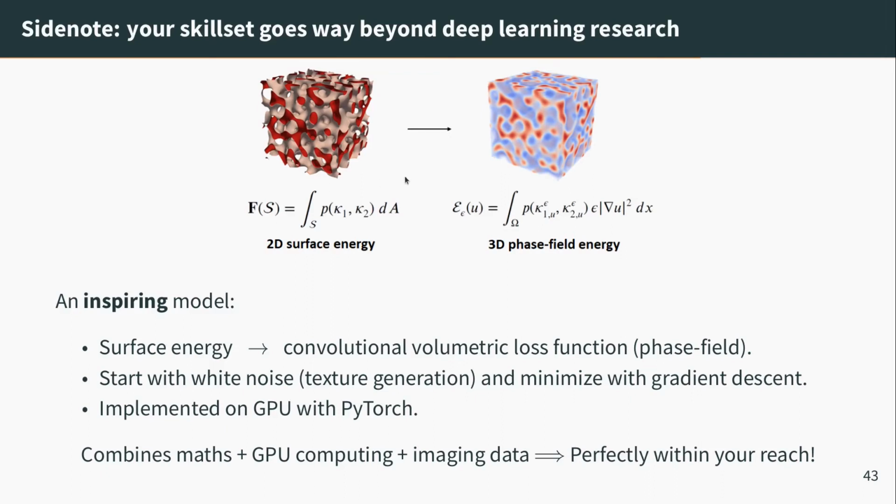So those images, they were generated exactly as the cat pictures that I showed you 2 weeks ago. Essentially, the authors started with white noise, which is common if you want to do texture generation. And then using gradient descent, they minimized their 3D phase field energy, implemented on GPU with PyTorch. So this type of model combines math, GPU computing, imaging data. It fits perfectly within your skill set. And it's the kind of research that people who do geometric deep learning like to read. It gives inspiration. So it's completely a continuum of research.